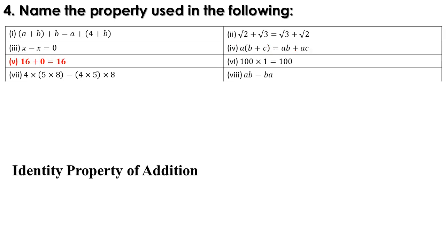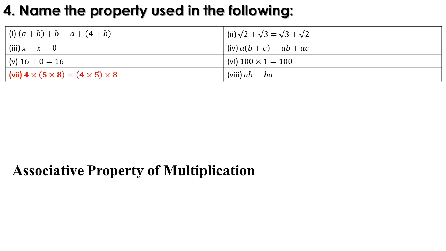Take a look at this. 16 plus 0 equals 16. This is the identity property of addition. It says that if you add 0 to any number, the number stays the same. So, 16 plus 0 is just 16. How about this? 100 times 1 equals 100. This is the identity property of multiplication. It means that multiplying any number by 1 doesn't change the number. So, 100 times 1 is still 100.